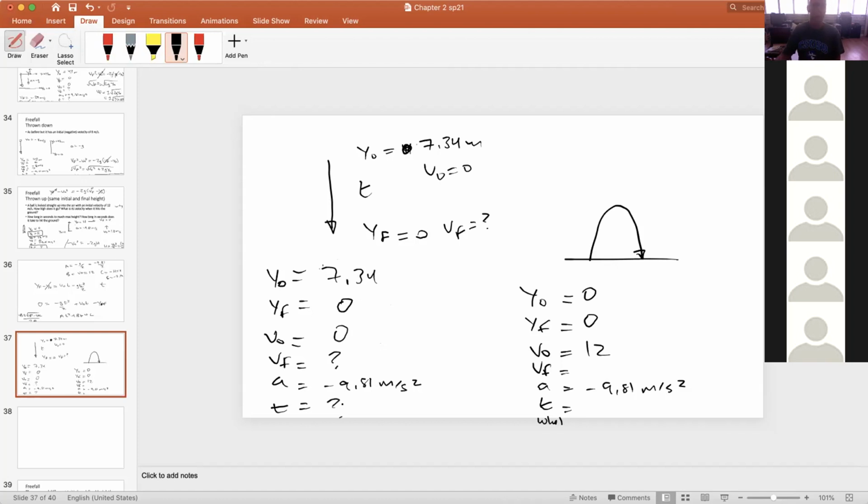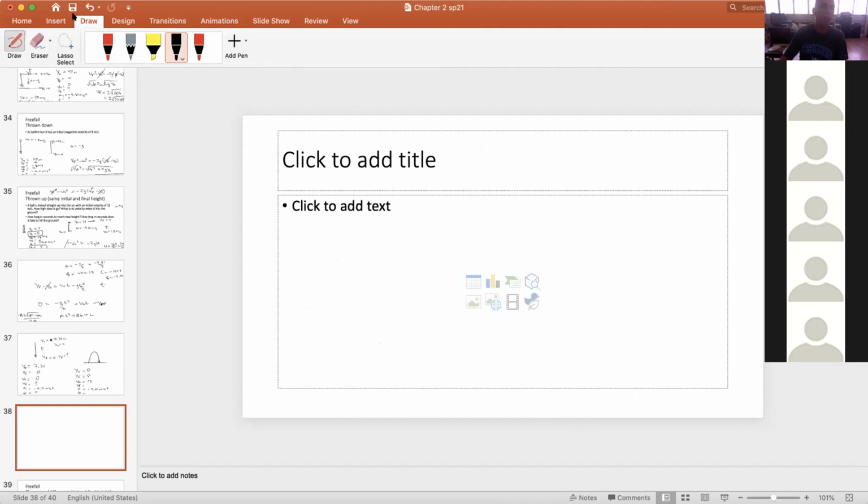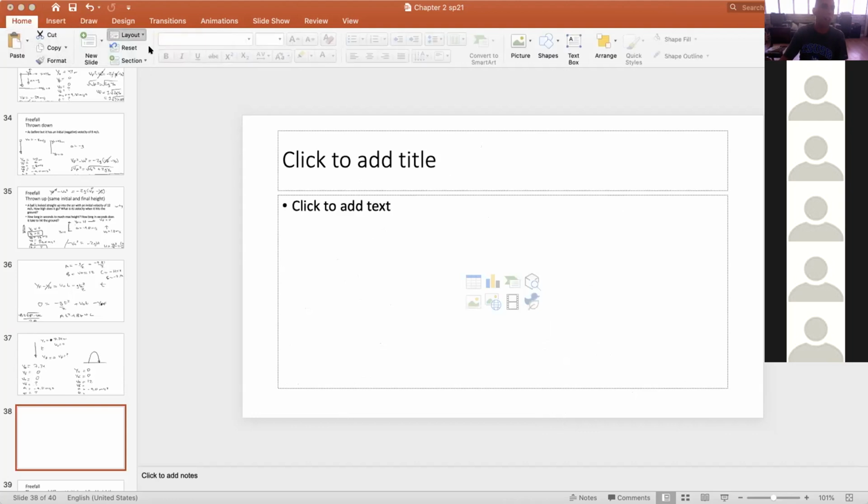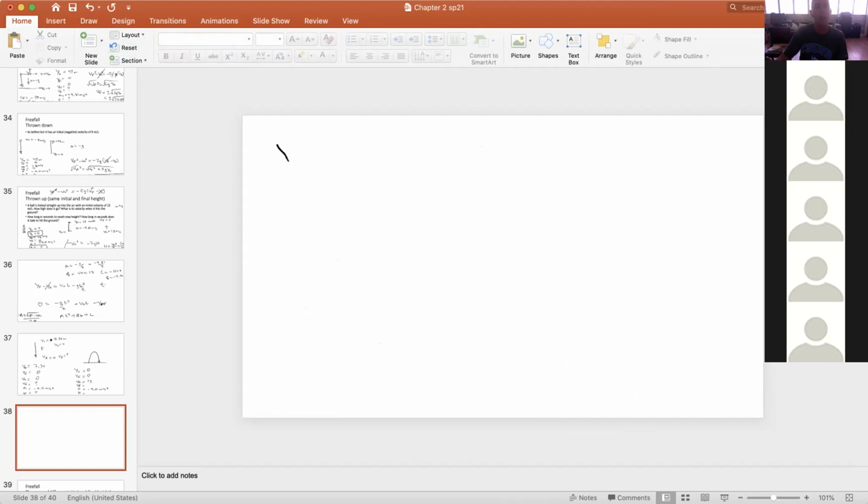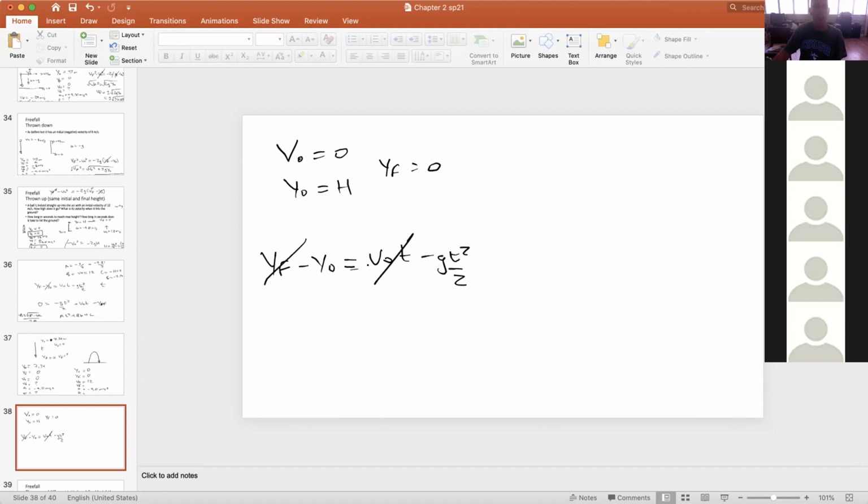But symbolically, and this is what's kind of cool, to fall from max height, we know that v initial is 0, and y initial is h, and y final is 0. So the time to fall from max height is: y final minus y initial is equal to v naught t minus gt squared over 2. But this term goes away, and this term goes away. Negative signs go away.